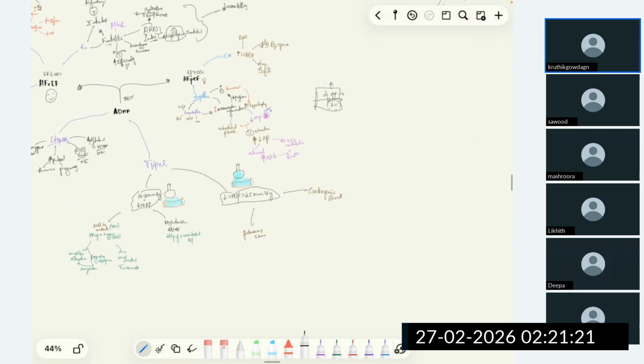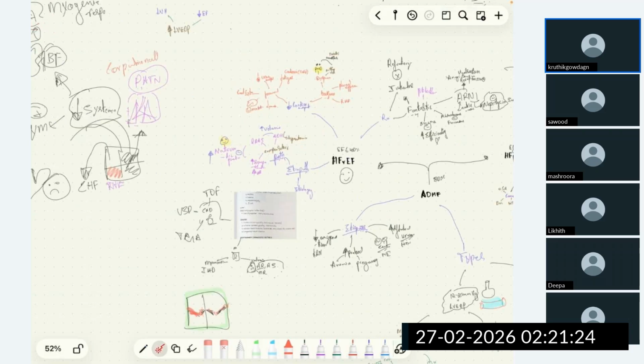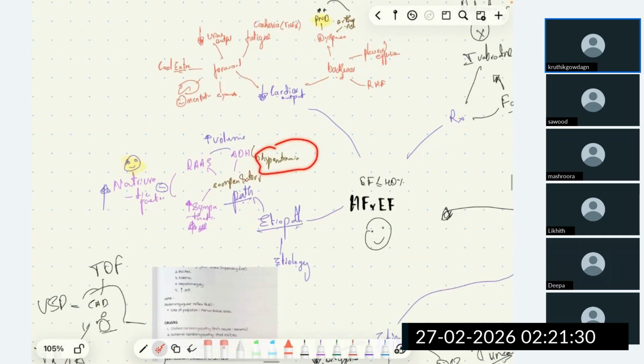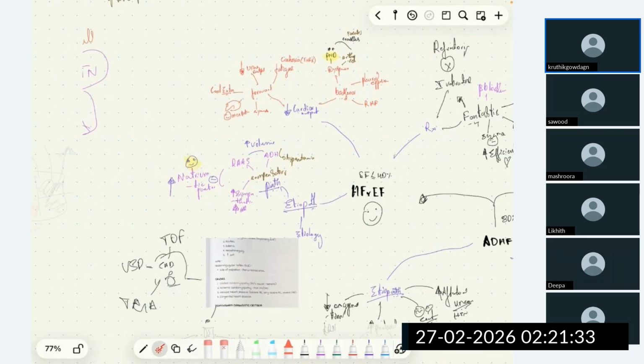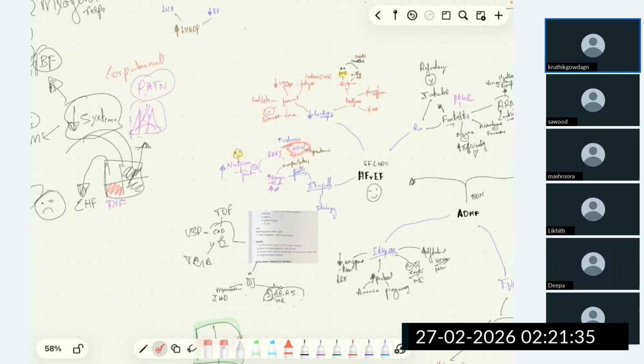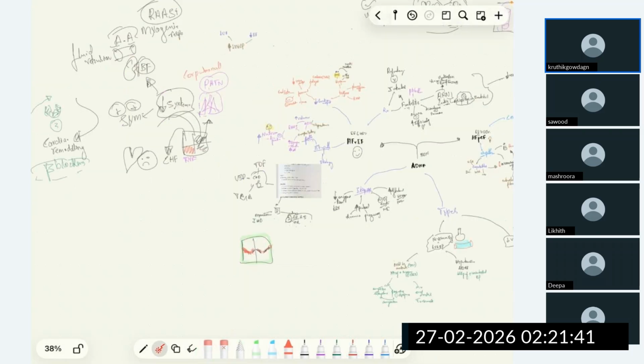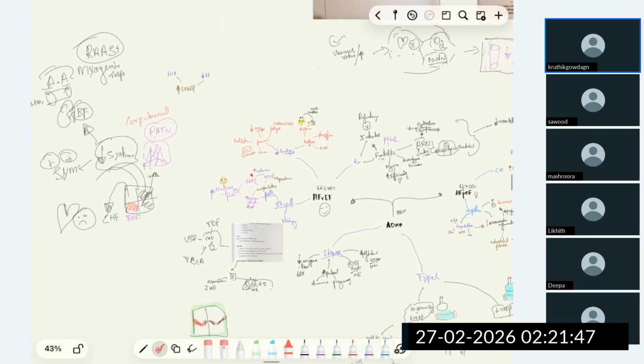And then we have activation of ADH, antidiuretic hormone, leading on to hyponatremia. Why hyponatremia? When there is ADH release, the body tries to conserve more and more water. Now the body is thinking, since the heart is not pumping, let's increase the preload by increasing the volume of blood, by activating the RAS system and releasing ADH. So there is increased water inside the body. This increased water content will cause dilutional hyponatremia.